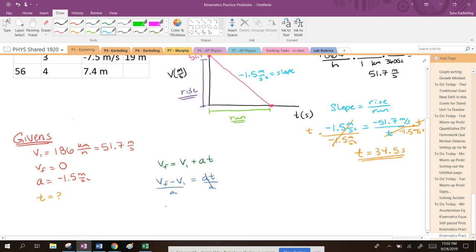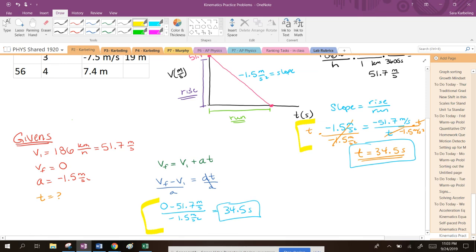So it looks like I've got a VF of 0 minus, excuse me, it shouldn't be negative, should be 51.7 meters per second, divided by negative 1.5 meters per second squared. And then again, we can do that division and we get 34.5 seconds. Okay, same answer. And honestly, again, just pointing this out to you, it's the same algebra, the same math that we're doing, just a different setup.